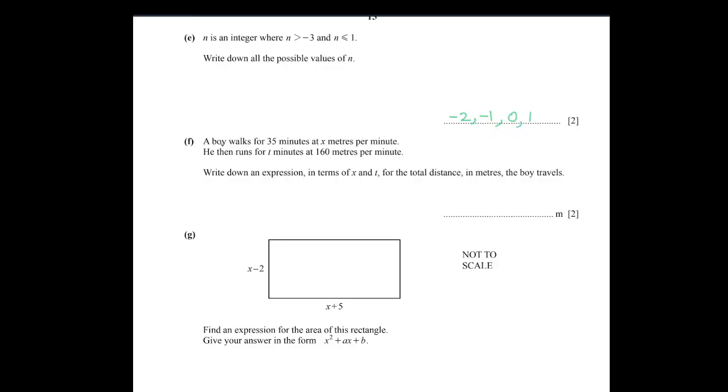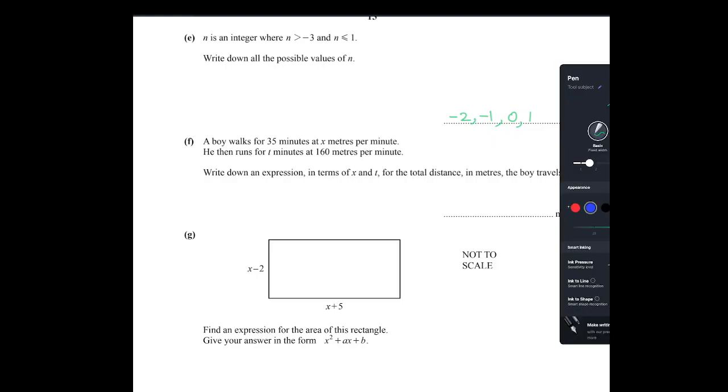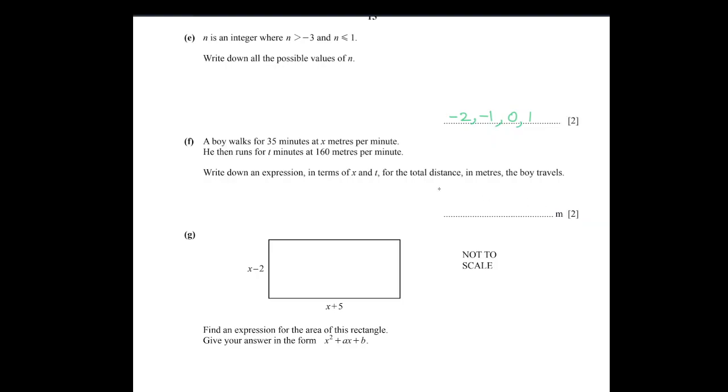Question number F. A boy walks for 35 minutes at x meters per minute. Then he runs for t minutes at 160 meters per minute. Write down an expression in terms of x and t for the total distance in meters the boy travels. Okay, so there are two cases here. In two cases we need to find the distance.